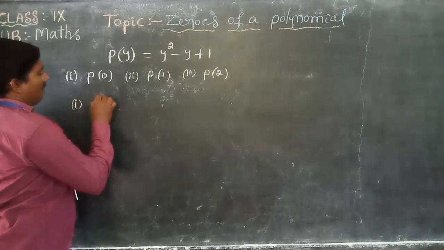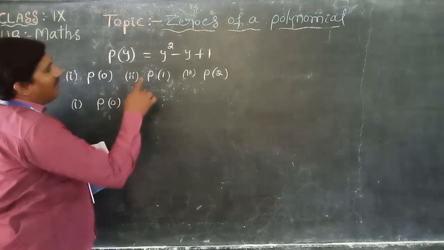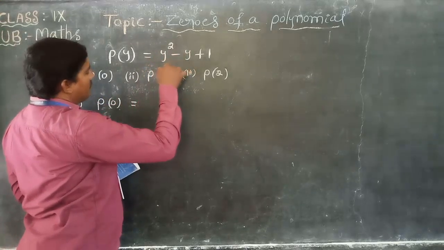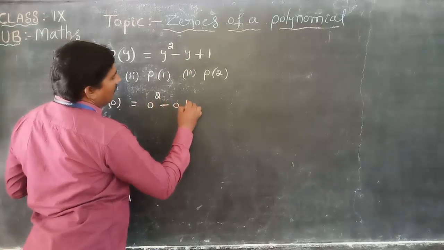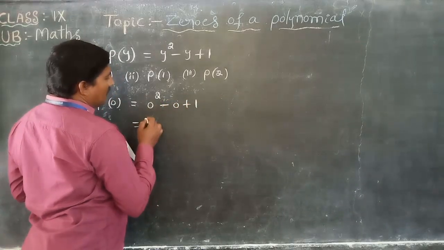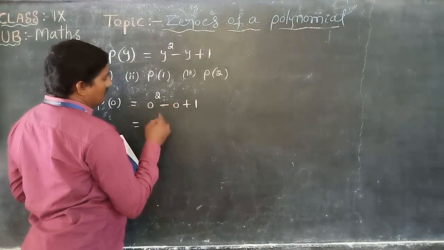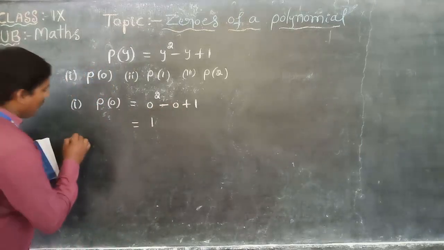First, P of 0. P of 0 is equal to, in the place of y, substitute 0: 0 square minus 0 plus 1. 0 square means 0 only, and minus 0 has no value. So the answer is 1.